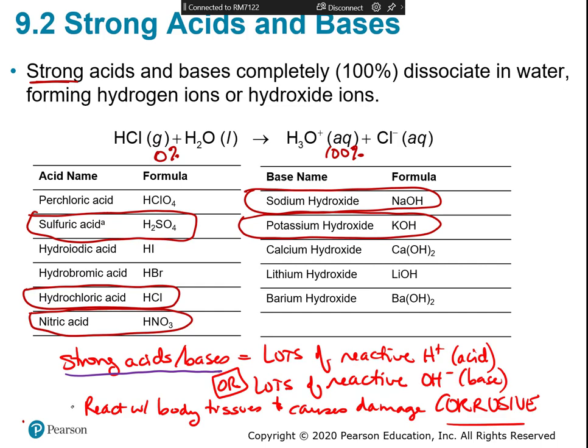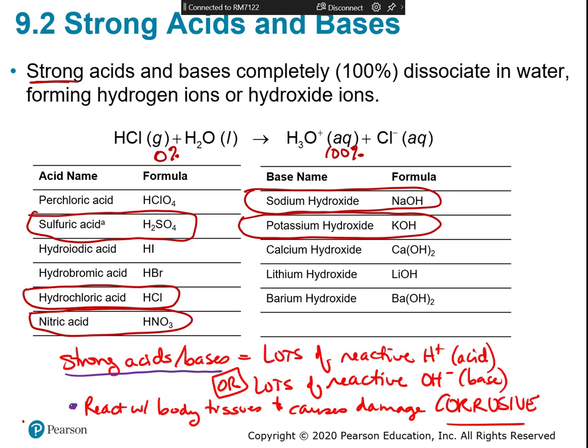This reaction with body tissues can cause damage. So this can cause a chemical burn. If you got sulfuric acid on your skin and didn't rinse it off, you would start to notice it would get red, it would get irritated, and it would actually begin to damage through layers of the skin. You can get a 1st degree, 2nd degree, even a 3rd degree burn from a strong acid or base. So they call that corrosive.